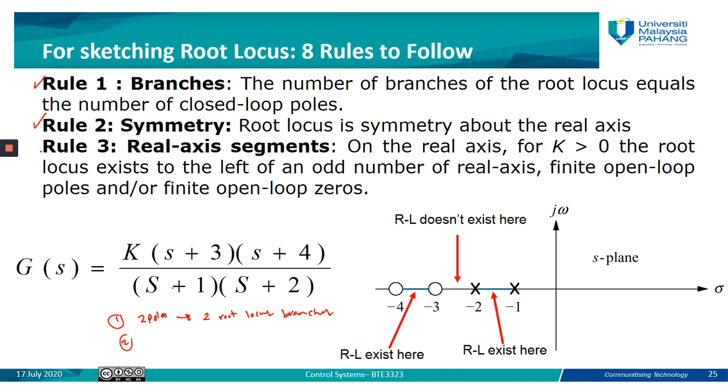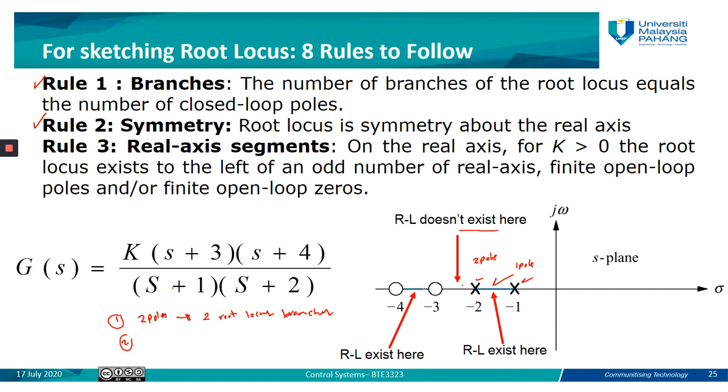Okay, then rule 3: the real segment of the root locus should be placed on the left of an odd number of poles and zeros. So we are here on the left of one pole only. We are on the left, so there is a root locus here. Here we are on the left of two poles, not these two poles, this one, number 1, number 2. So we are on the left of two poles, so there is no root locus.